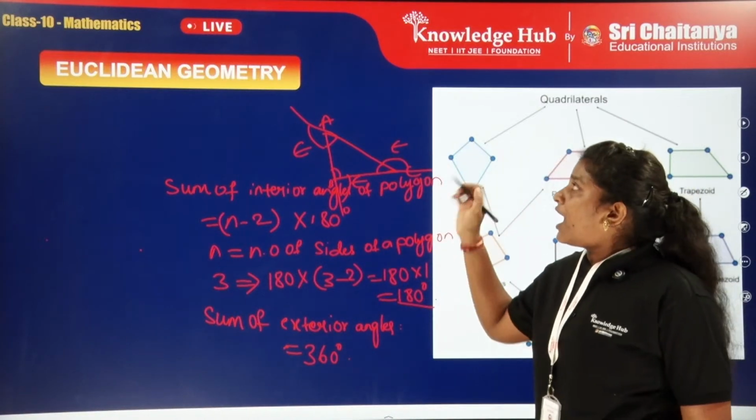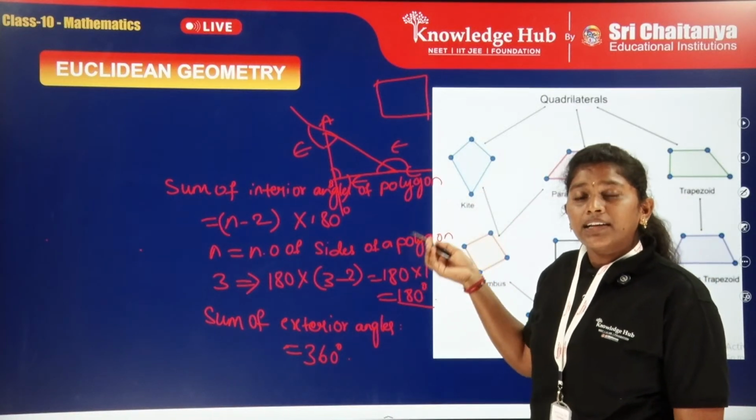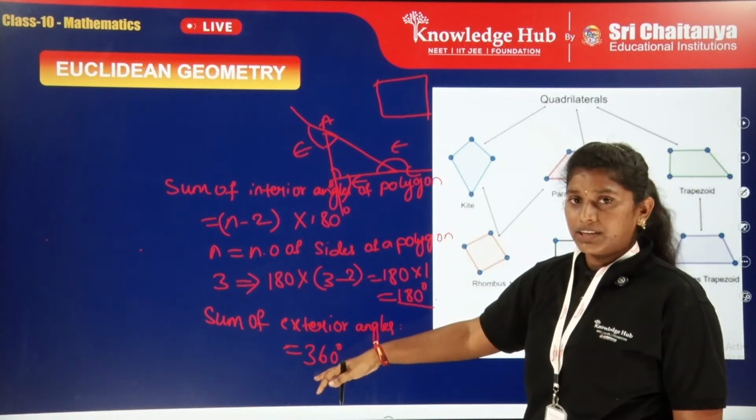You can apply this sum of exterior angles to any polygon. If you have a quadrilateral, that means it has four sides, and if you take the sum of its exterior angles, it will also be equal to 360.